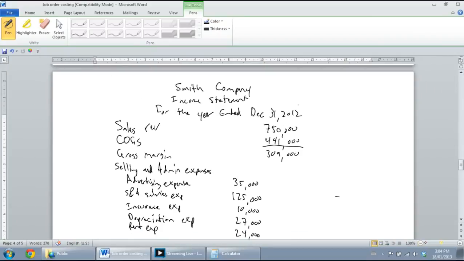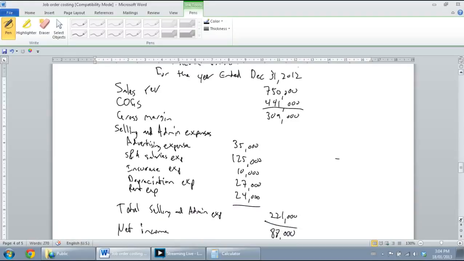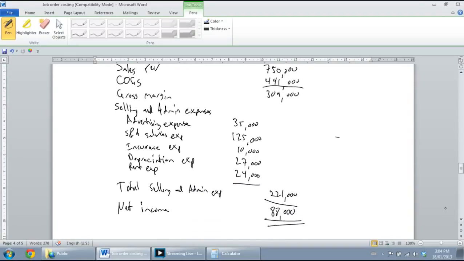And all it is is our summary of revenues and expenses for the year. And you can see we had $750 in sales, $441 in cost of goods sold. Sales minus COGS is gross margin. Then we deduct the rest of our operating expenses or our selling and admin expenses, which totaled $221. Our gross margin minus our selling and admin expenses equals our income before taxes. In this case, though, because we had no income taxes, at least there's no tax rate given or no information about taxes given, we'll just call that our net income of $88,000.